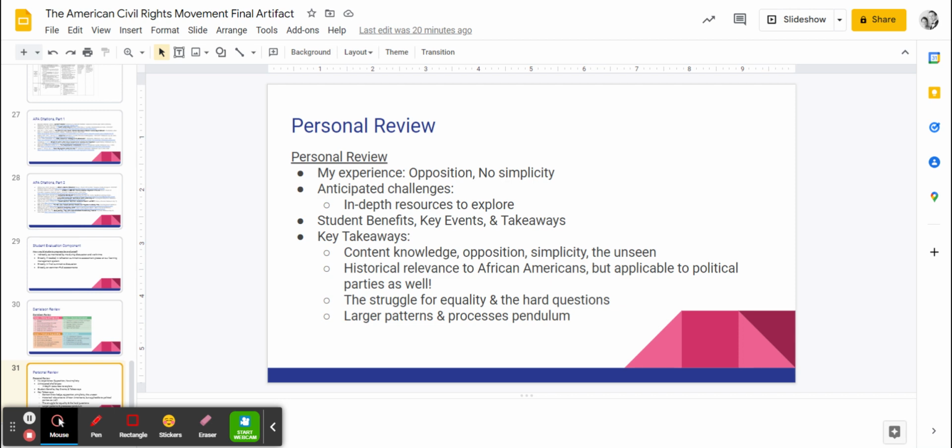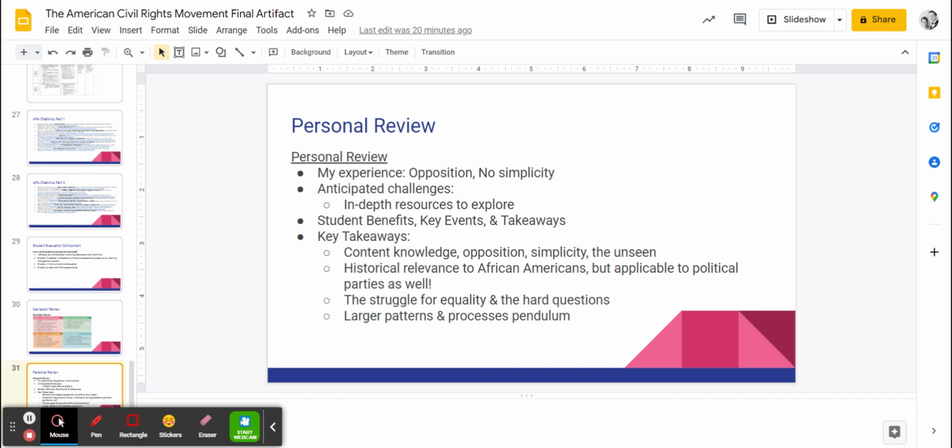Students will gain a ton here in terms of their content knowledge, in terms of learning about how there was opposition, that this wasn't a simple movement, and that there was a huge unseen portion of this movement that has not, frankly, been taught a lot in the United States. So again, there is a lot of relevance to African Americans in learning about their past, but also applicable, like I said earlier, to things like political parties today. And I think some of the other takeaways is that we continue to have these struggles for equality in the United States, and we need to ask hard questions about whether or not equality exists, whether or not we're still moving towards it.